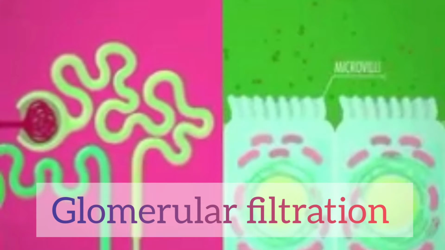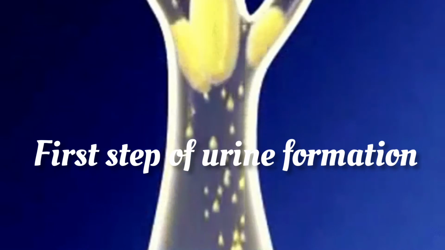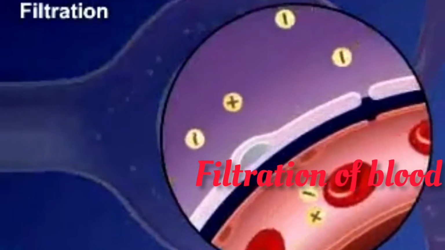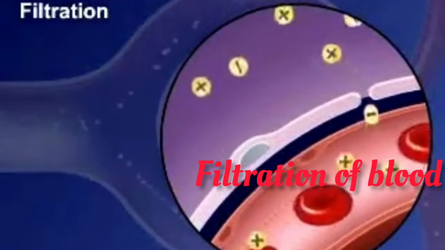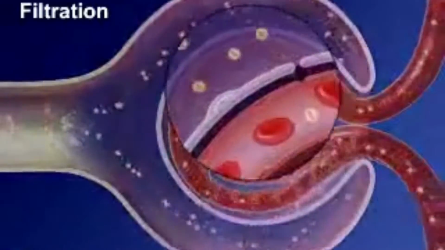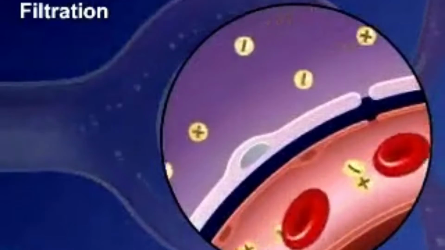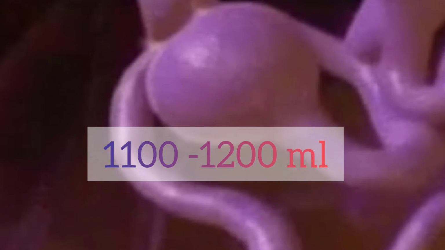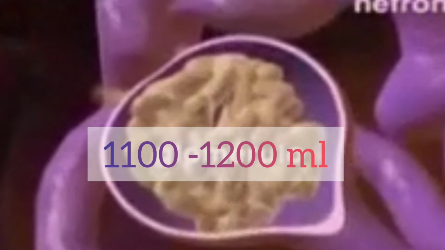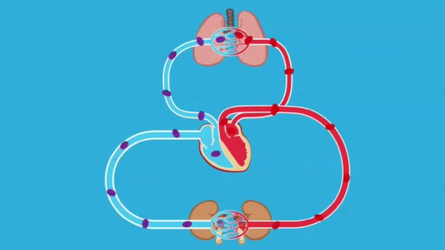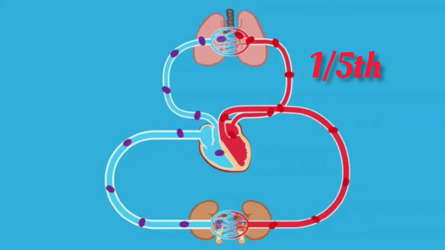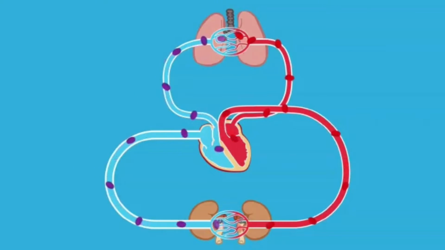Glomerular filtration is the first step of urine formation. It is the filtration of blood. It is carried out in the glomerulus, thus it is known as glomerular filtration. This takes place in the kidney. The kidney filters about 1100 to 1200 milliliters of blood per minute, which constitutes roughly 1/5 of the blood pumped by each ventricle of the heart in a minute.